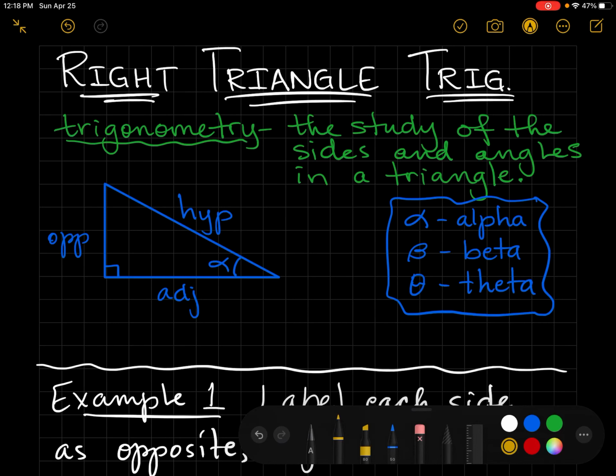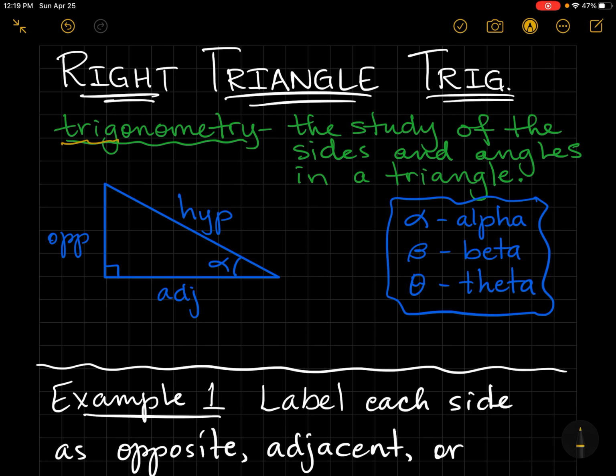Today we will explore right triangle trigonometry. Trig is short for trigonometry, and it is the study of the sides and angles in a triangle. Notice that we have 3 sides and we have 3 angles. We're only going to examine right triangles for today, but notice that trigonometry is not exclusive to right triangles. It includes the study of all triangles.